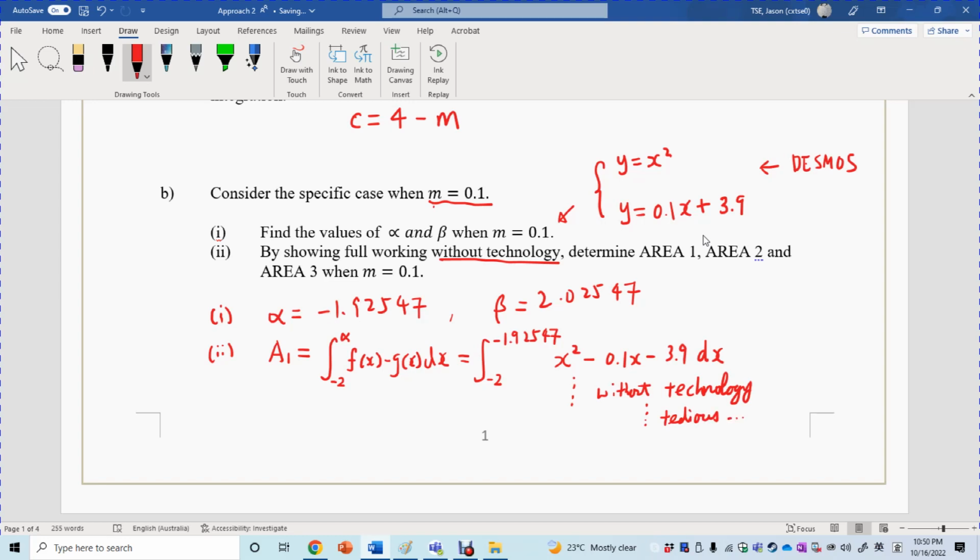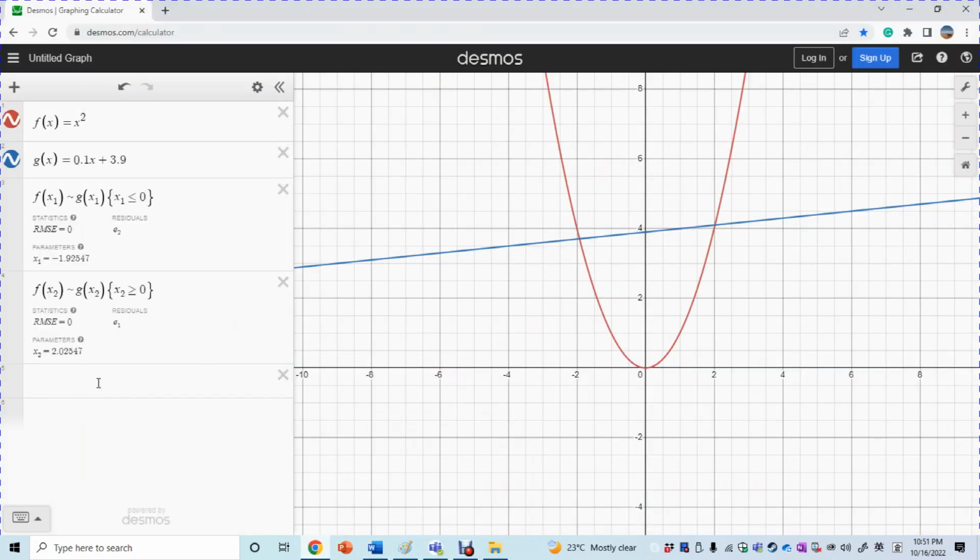Since this is so tedious, it's very easy to make mistakes. So can I show you a way to find the area using Desmos? That's what I'm going to show you. Is that okay? Right, so let's go to Desmos.